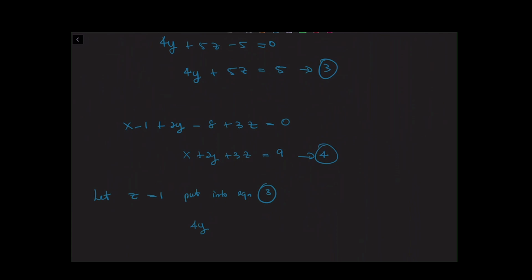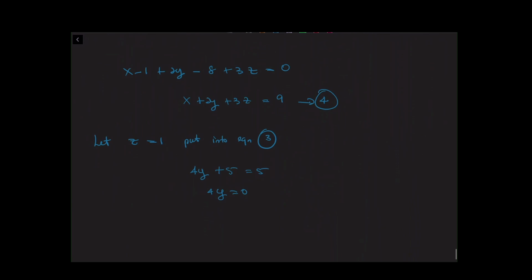So we have 4y plus 5 is equal to 5. So therefore 4y is equal to 0, there's 5 on the next side. So that means y is equal to 0. So I have that y here is equal to 0.